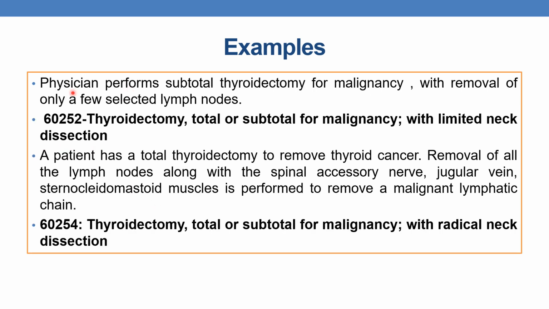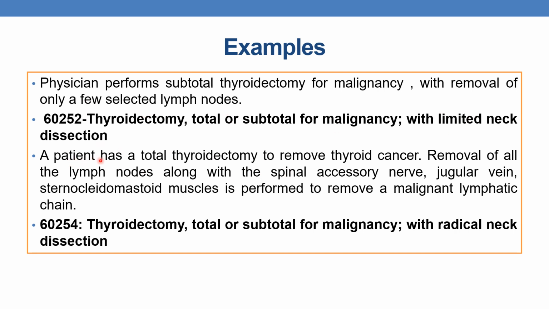Let us see some more examples. Physician performs subtotal thyroidectomy for malignancy. Subtotal thyroidectomy for malignancy with removal of only few selected lymph nodes. So the appropriate CPT is 60252. Thyroidectomy total or subtotal for malignancy with limited neck dissection. Because here only few selected lymph nodes have been removed.